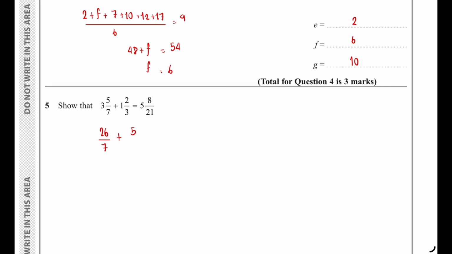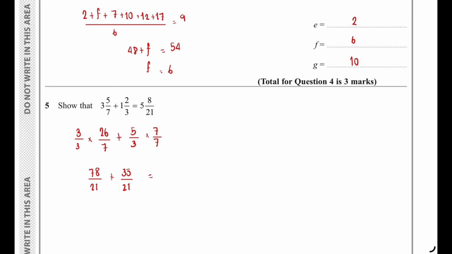So 5 over 3. Now, the denominators are not equal, so we have to make the denominators equal first. I will multiply by 3 over 3 on the left hand side in order to make it 21, and I will multiply by 7 over 7 on the right hand side. So it will be 78 over 21 plus 35 over 21.